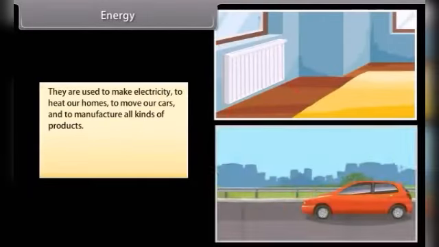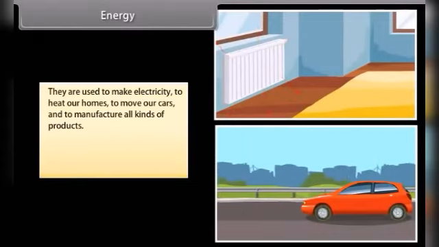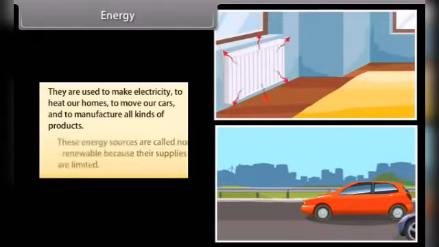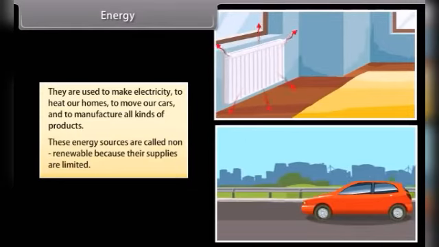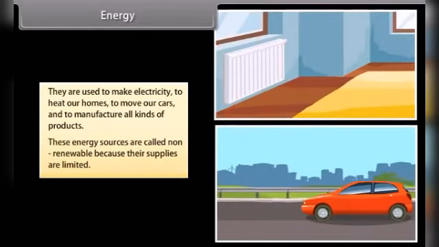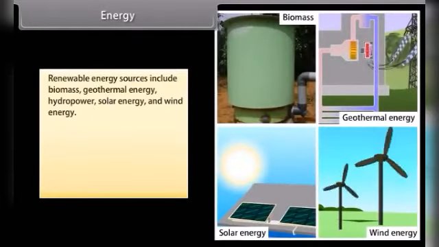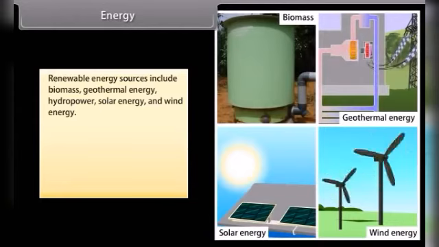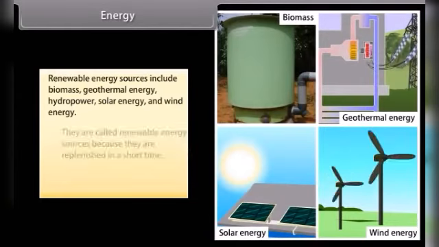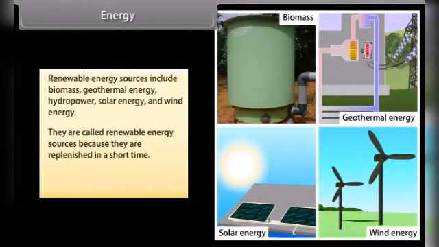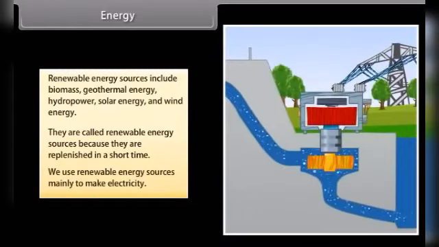They are used to make electricity, to heat our homes, to move our cars, and to manufacture all kinds of products. These energy sources are called non-renewable because their supplies are limited. Renewable energy sources include biomass, geothermal energy, hydropower, solar energy, and wind energy. They are called renewable energy sources because they are replenished in a short time. We use renewable energy sources mainly to make electricity.